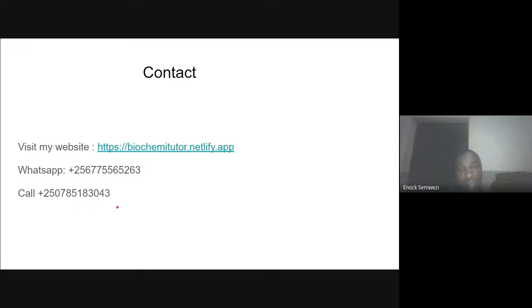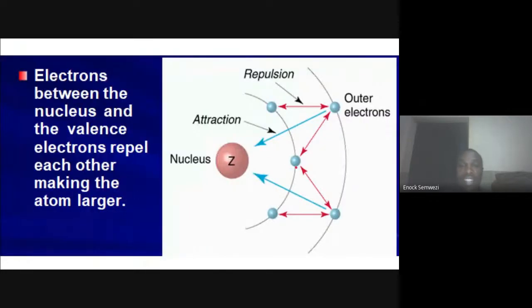But I want to remind you that the more electrons within an atom, the greater the repulsion that is felt, and hence an increase in the electron cloud that increases the atomic radius.